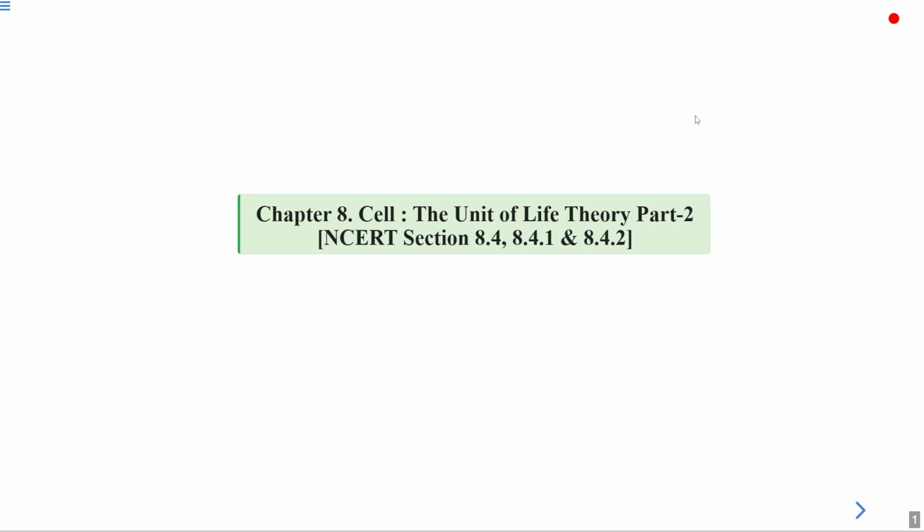Today we'll be discussing the theory for the chapter Cell, the Unit of Life. In this session, we'll be discussing the NCERT section 8.4, and within this section, we'll be discussing 8.4.1 and 8.4.2. This is part 2 of the lecture.